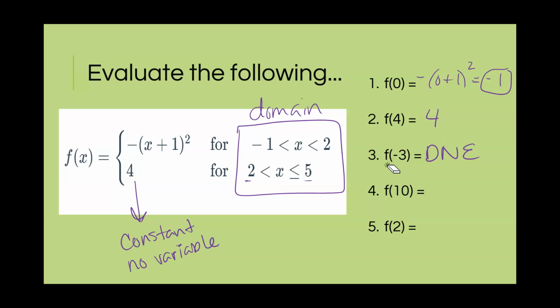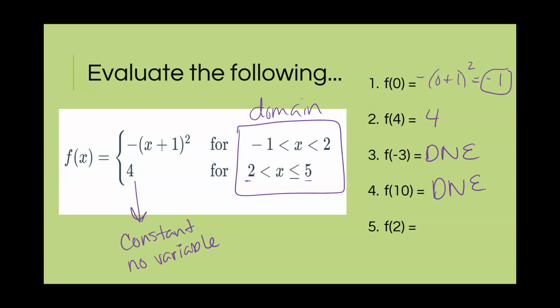Okay. All right, 10. Is 10 in between -1 and 2? Nope. Is 10 in between 2 and 5? Nope. So 10 also does not fit this graph. So it's going to be another does not exist.